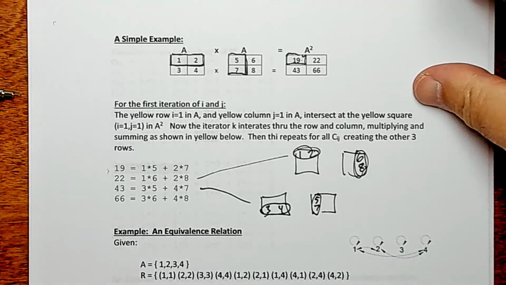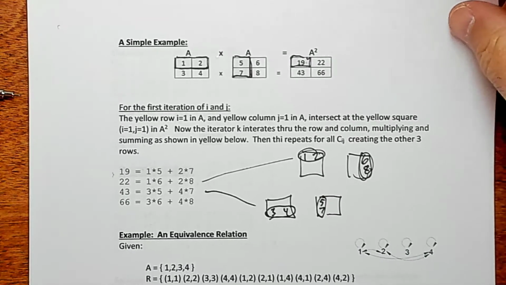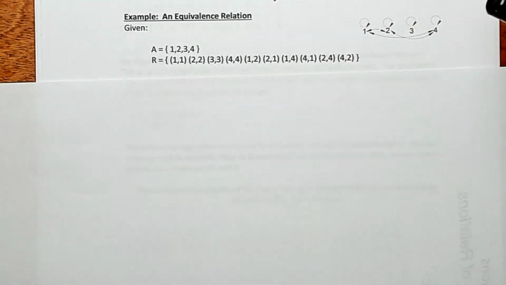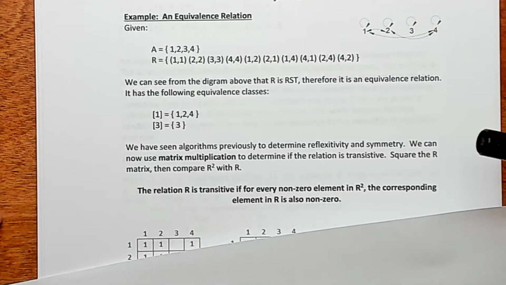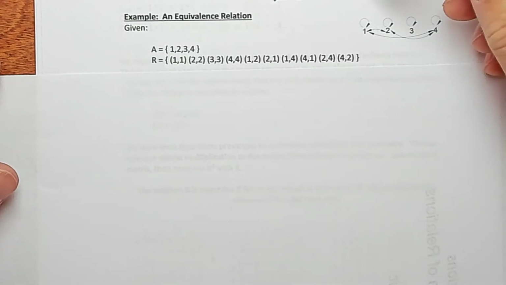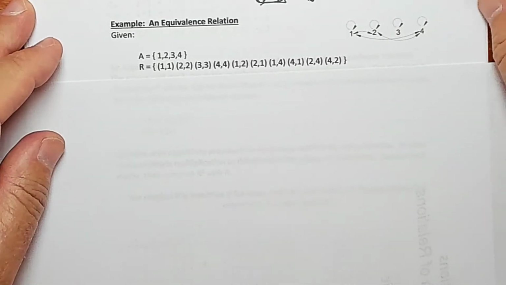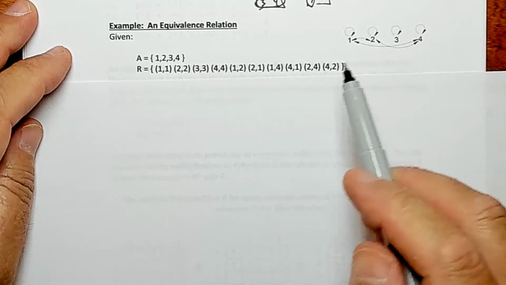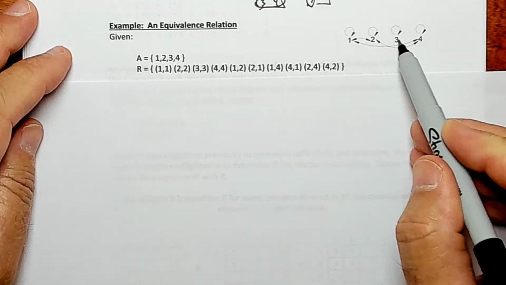Let's look at a bigger example and the whole thing. So here's an equivalence relation. We're going to do the whole thing. We're actually just going to do transitivity. We're just going to do matrix multiplication and use that to find transitivity. So I've got this guy that happens to be an equivalence relation.